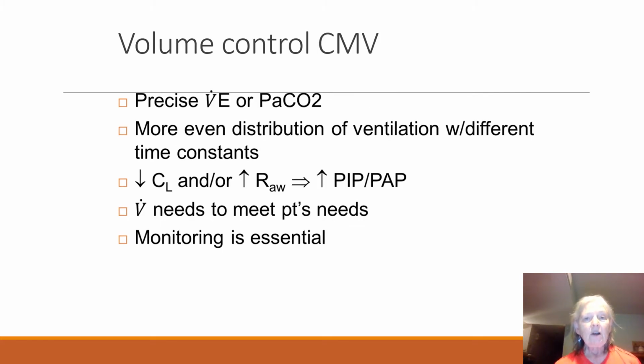So basically, volume controlled CMV, there's your precise minute ventilation. When we control the minute ventilation, we control your PaCO2. We also get more even distribution of ventilation with different time constants. This is something that you're going to talk about in 5th semester, but basically a time constant is how much time does it take to inflate the lungs and how much time does it take for the lungs to deflate.